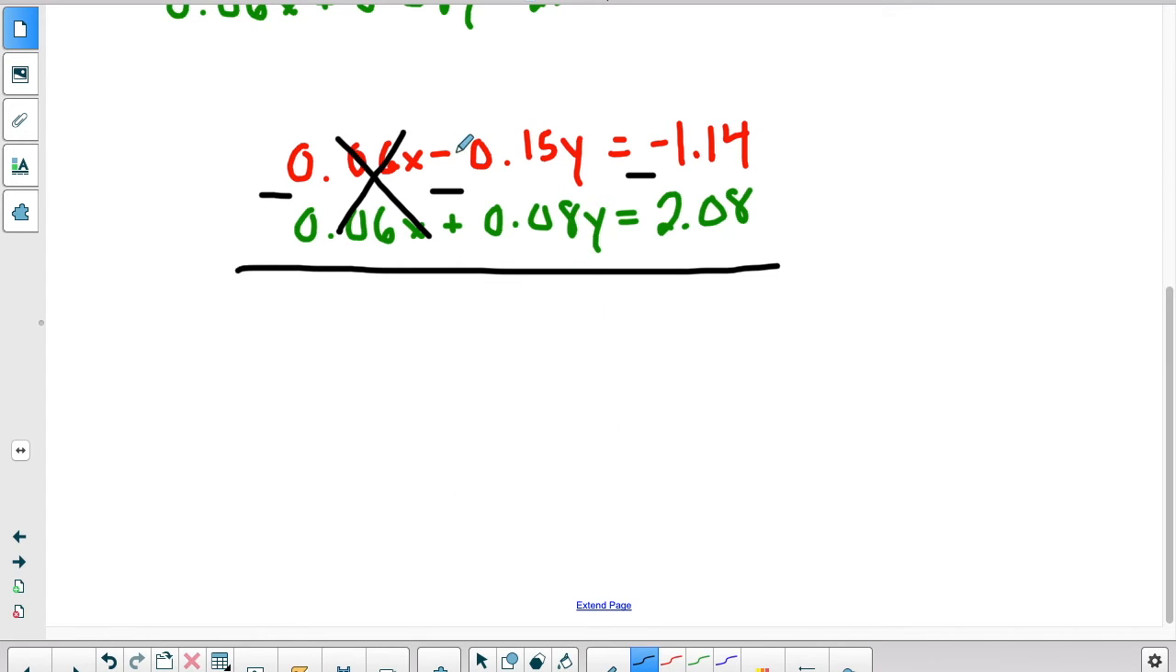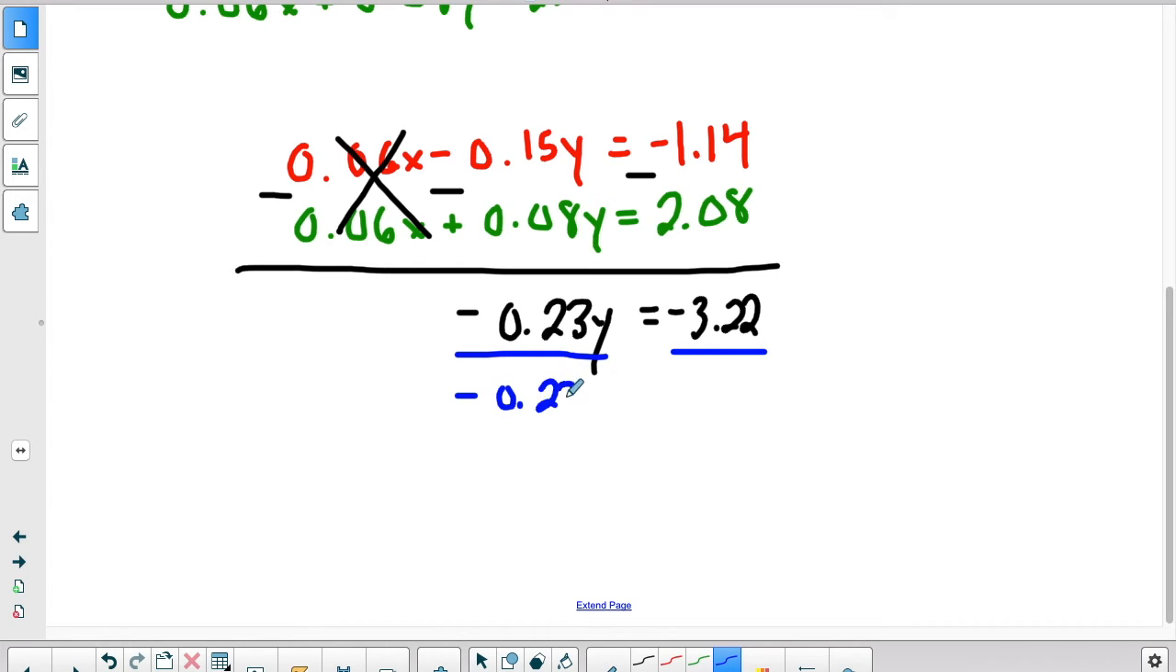And what we have is negative 0.15 minus 0.08. We can do this in a calculator, which will give us negative 0.23y is equal to, so we can do negative 1.14 minus 2.08, and we'll get negative 3.22. And last but not least, to solve for y, we're going to divide both sides by negative 0.23.